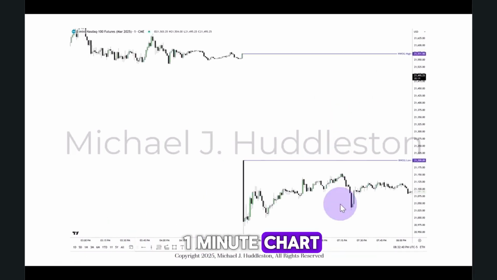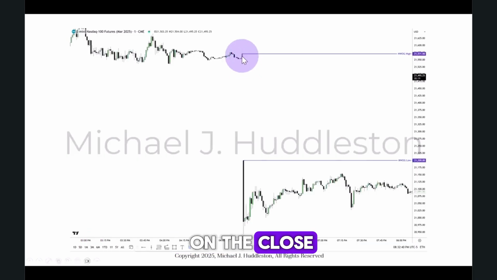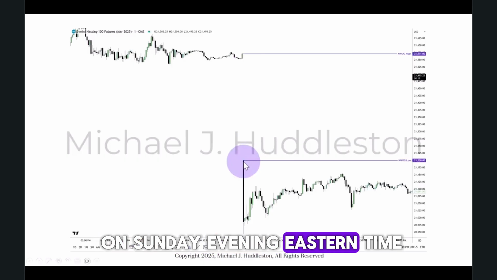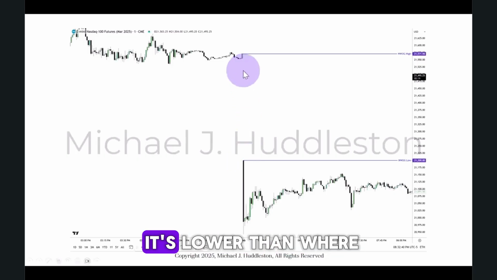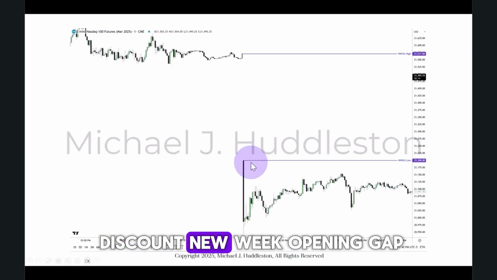All right, so here's your 1-minute chart. Previous Friday's settlement price on the close. That's your new week opening gap high. Opening price 6 p.m. on Sunday evening Eastern time. That is your new week opening gap low. Why is that? Because it's lower than where we settled on Friday. So we have a discount new week opening gap.